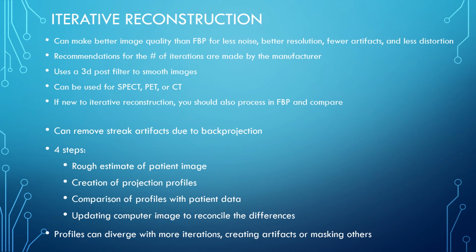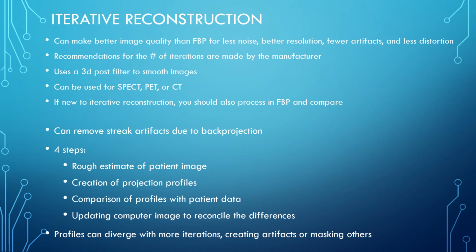And it uses a 3D post filter to smooth out the images. This can be used for SPECT, PET, or CT, but if you're using PET-CT, it's all iterative reconstruction. If new to iterative reconstruction and it's just being introduced, then really you should process it in filtered back projection and iterative and compare until you can establish what it should look like. This can remove streak artifacts that occur with filtered back projection.